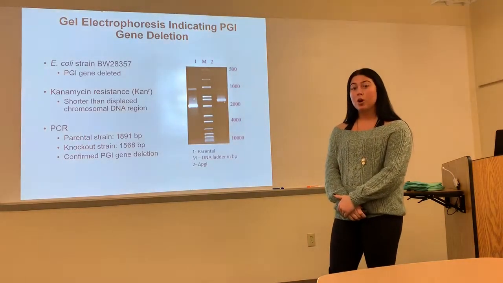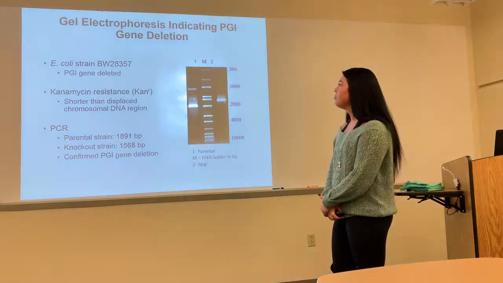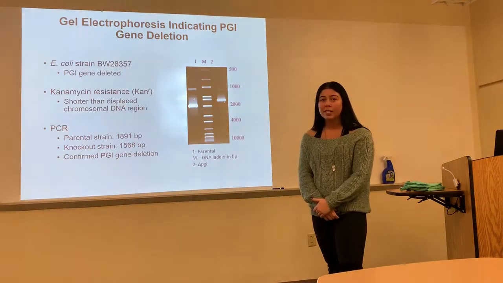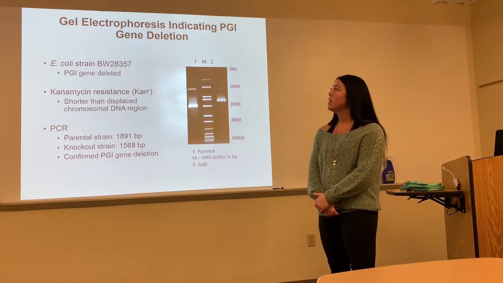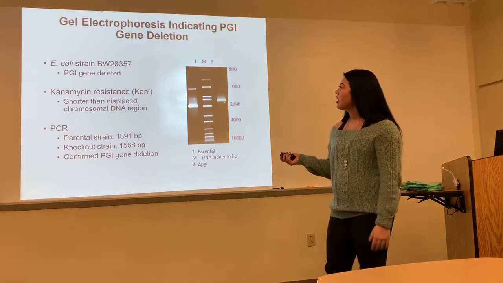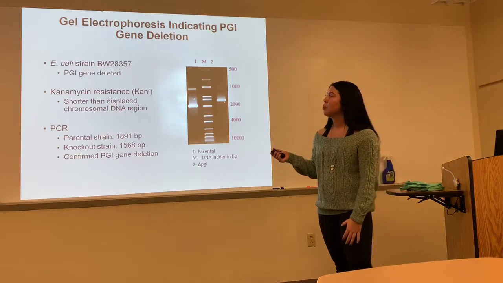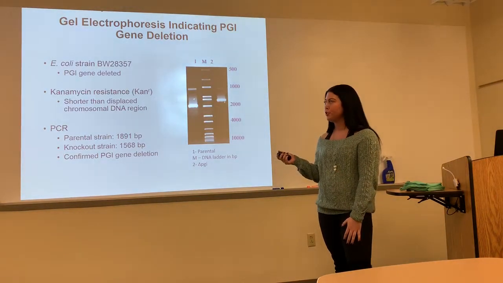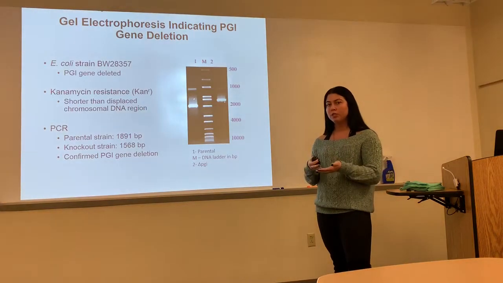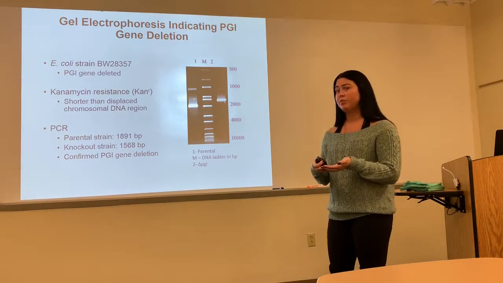So here are the results from the PCR. It is indicated that the PGI gene was deleted in the E. coli strain of BW28357. They used a kanamycin resistance, referred to as CAN-R in the paper, which is just shorter than the displaced chromosomal DNA that they removed from the PGI gene.